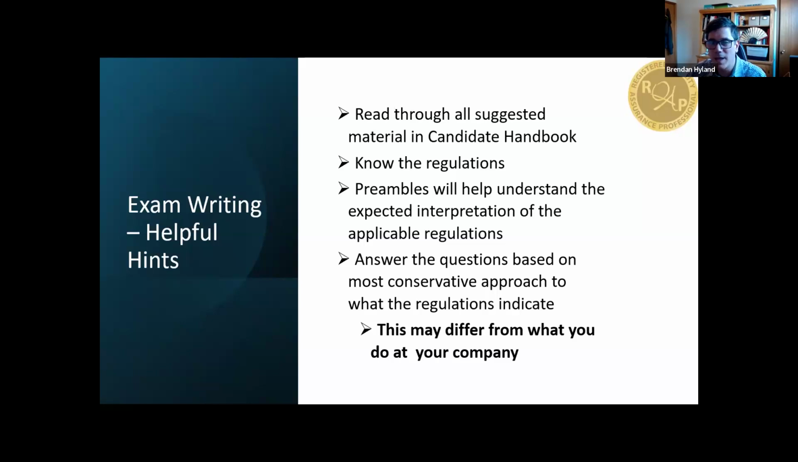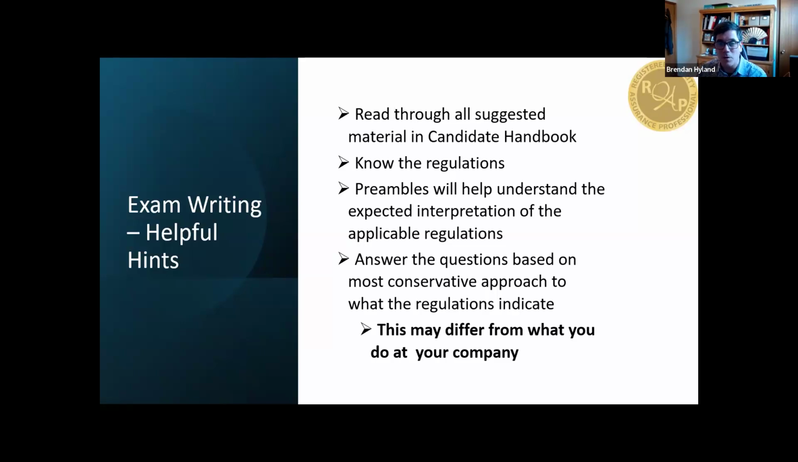Answer the questions based on the most conservative approach to what the regulations indicate. So this is important. We bring this up all the time. This exam is basically on the regulations and guidances, and so it's whatever the strictest interpretation would be. If you can answer based on a word for word interpretation, that's what you should do.